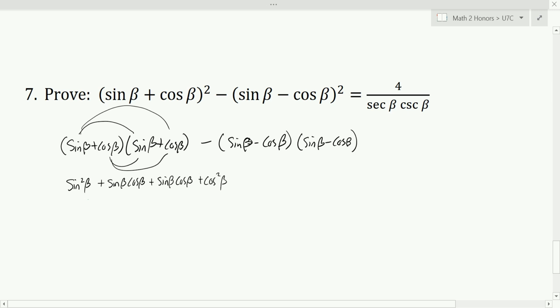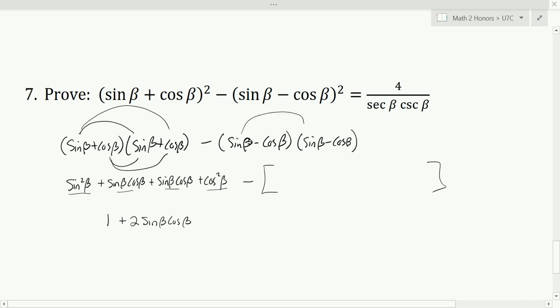And I'm just going to work with this piece. Notice that there's a sine squared plus a cosine squared, right, which is 1. And then these two middle terms are alike, so I could write plus 2 sine beta cosine beta. Okay, so that's the left side. Minus, now I'm gonna put that right side in brackets.